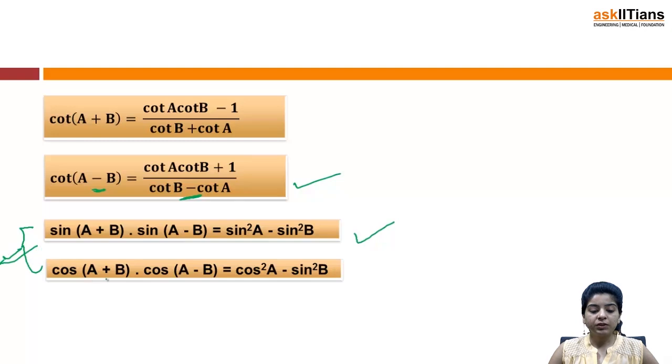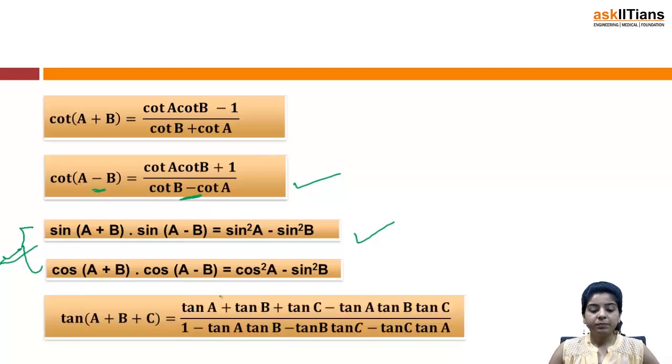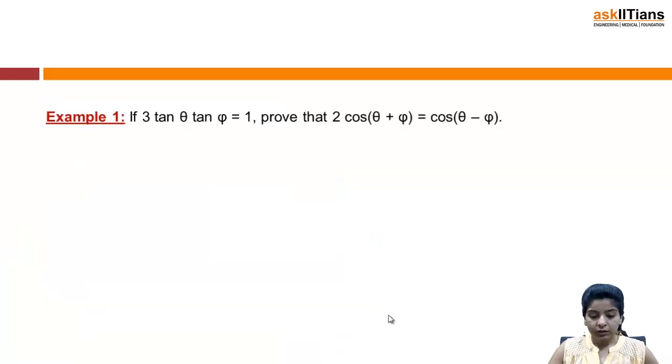Then we have cos of A plus B into cos of A minus B is cos square A minus sin square B. Tan of A plus B plus C is tan A plus tan B plus tan C minus tan A tan B tan C by 1 minus tan A tan B minus tan B tan C minus tan C tan A. So let us solve one question based on these formulae so that you know how they are applied in questions.